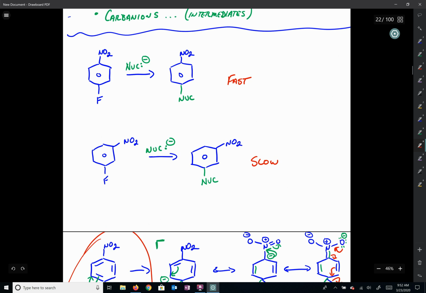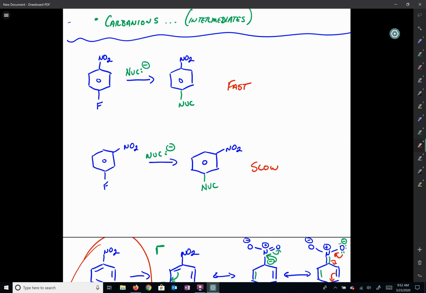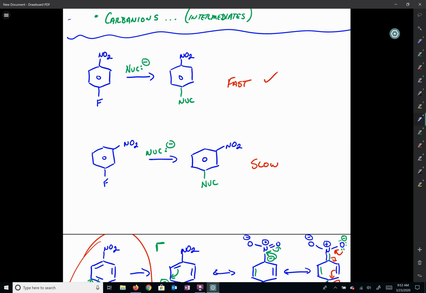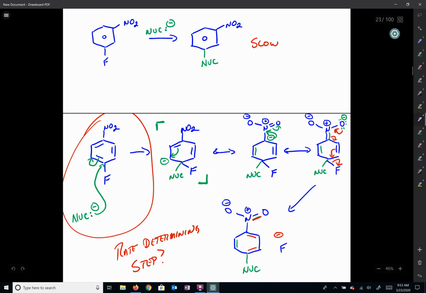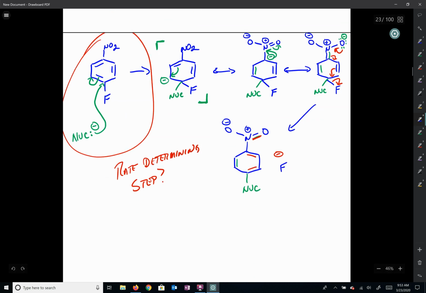So let's go back up here. Why is one of these fast and why is one of these slow? Well, we did the mechanism for the fast one. Can you figure out why the slower reaction is going to be slow? I think you can. How would you answer this? Well, you're going to have to draw the mechanism for it, and then use that to rationalize why the slow reaction is going to be slower.